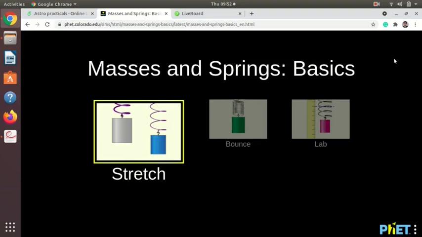Hello students, today we are going to start practicals, and our first practical is on the spring constant. I will be sharing this link with you. This is a simulation link by PhET Colorado.